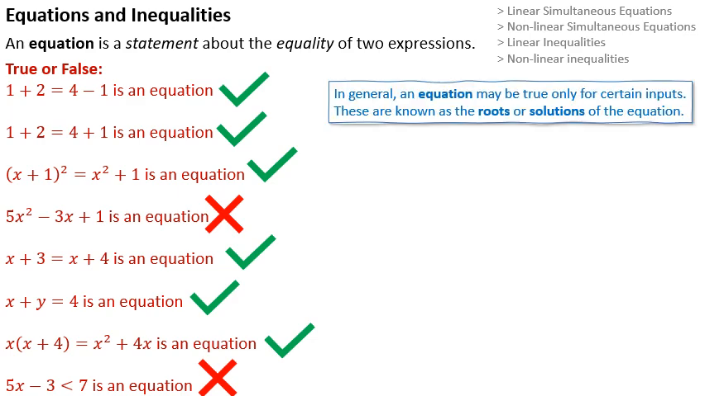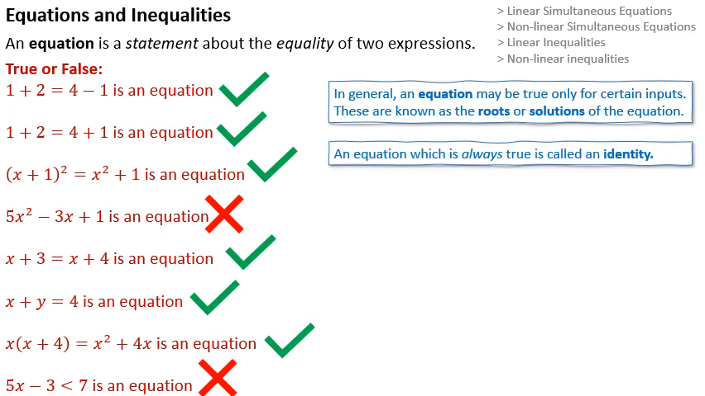So in general, we think of the values that make an equation true as being the roots or the solutions. If an equation is always true, in other words, the equation or the statement holds true for any value of x or for any value of whatever the variable is, we call it an identity.